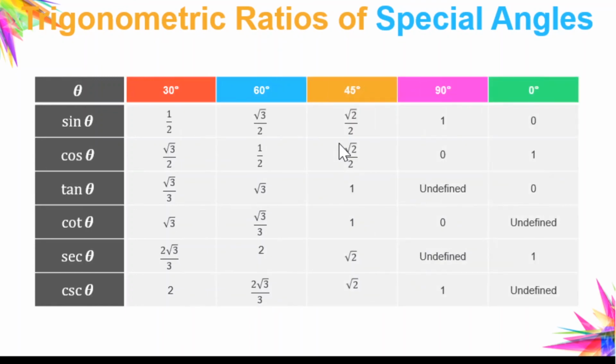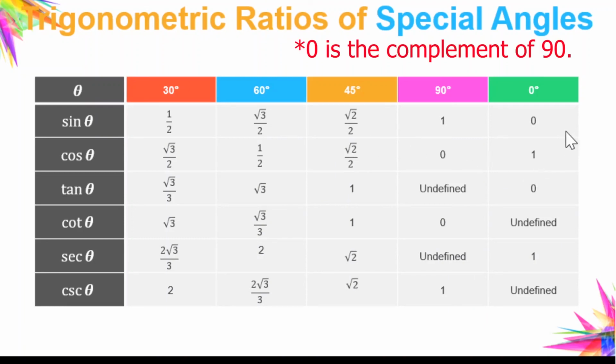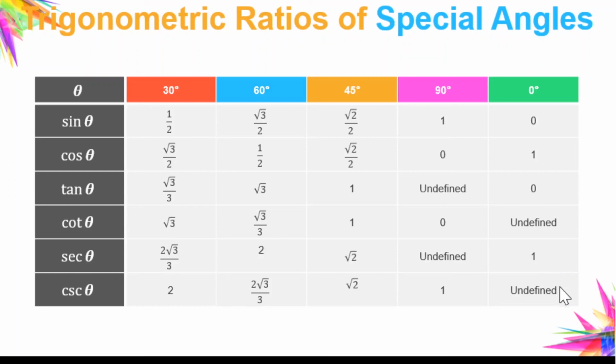Included in the list are the trigonometric ratios of 0 degrees. Sine 0 is 0, cosine 0 is 1, tangent 0 is 0, cotangent 0 degrees is undefined, secant 0 degrees is 1, and cosecant 0 degrees is also undefined.